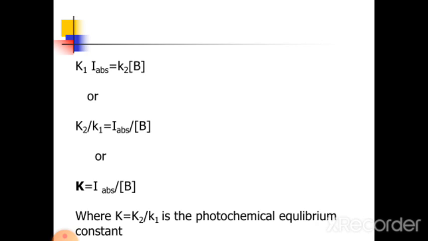So it is denoted in the equation k1 I absorbed is equal to k2 into the concentration of B, or k2 divided by k1 is equal to I absorbed divided by the concentration of B, or K is equal to I absorbed divided by the concentration of B, where K is equal to k2 divided by k1. It is the photochemical equilibrium constant.